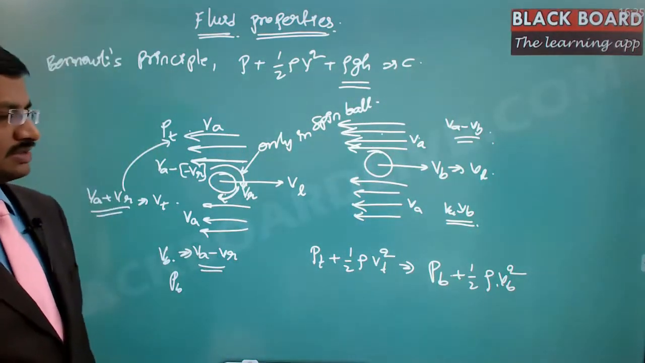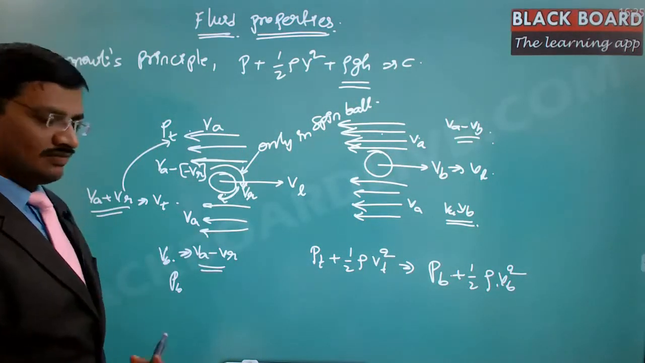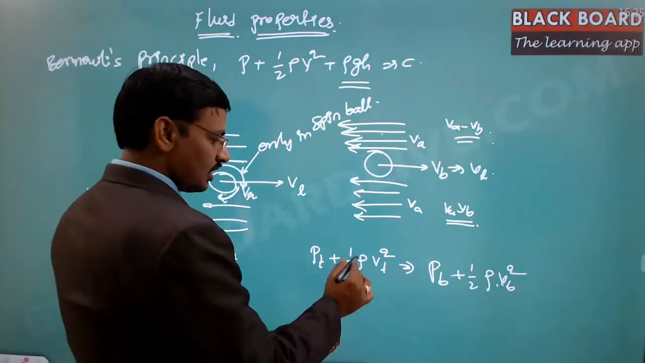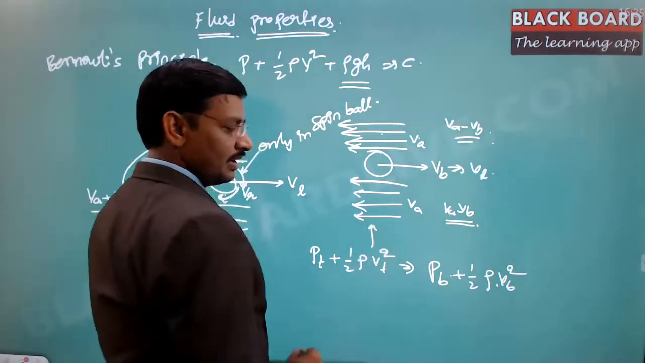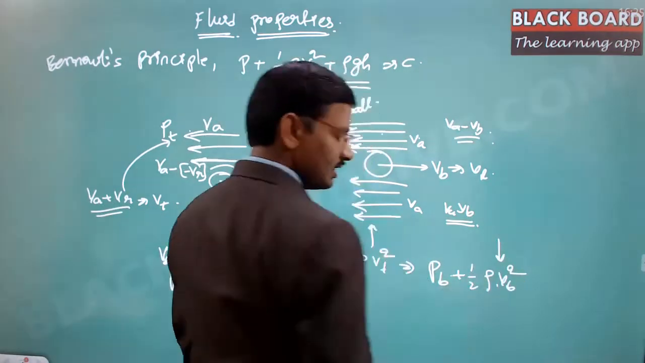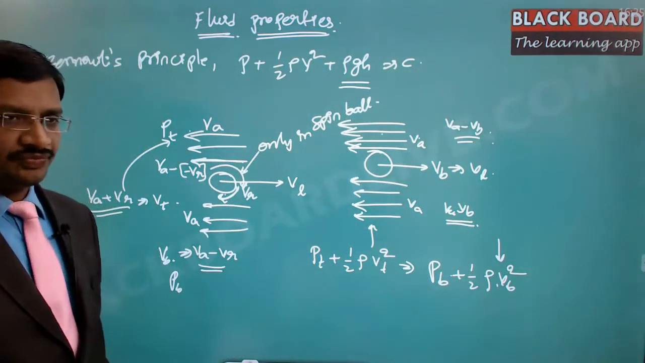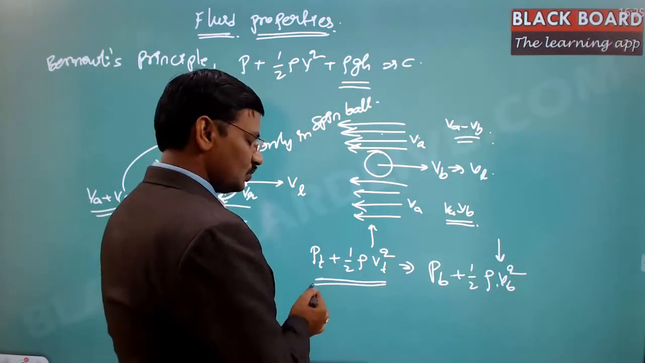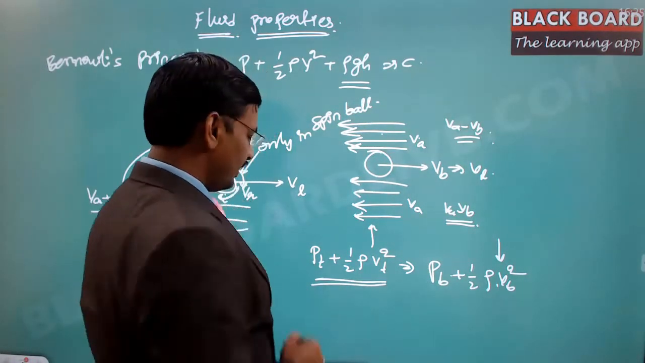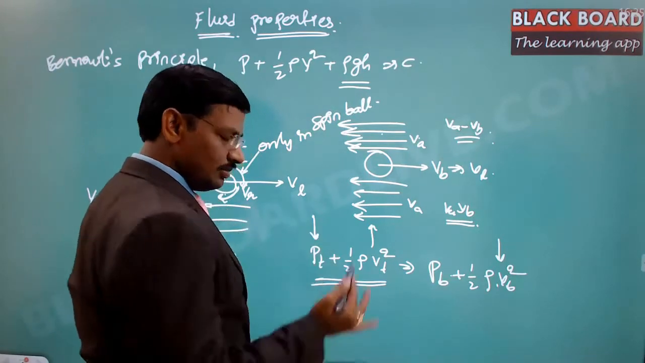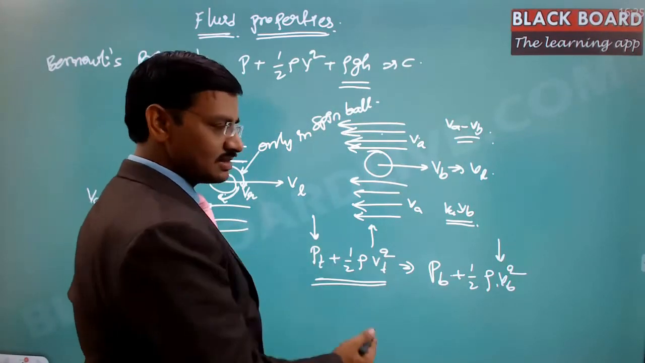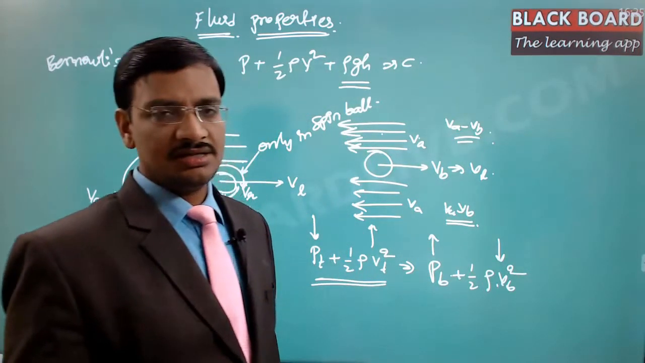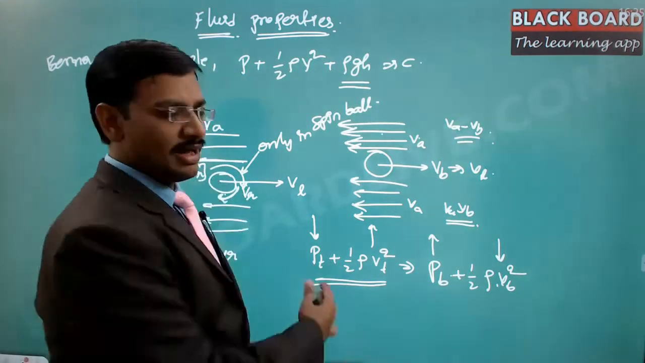Now at the bottom side the velocity is less and at the top side the velocity is more, and that's what we proved just now. Obviously, as the sum of these two has to remain constant, the pressure at the top is going to be reduced, so that this sum is exactly equal to the sum of the pressure and the kinetic energy at the bottom. So this is Bernoulli's principle.